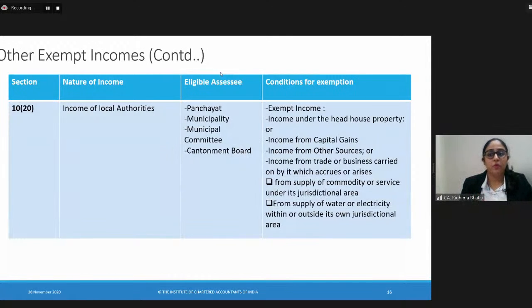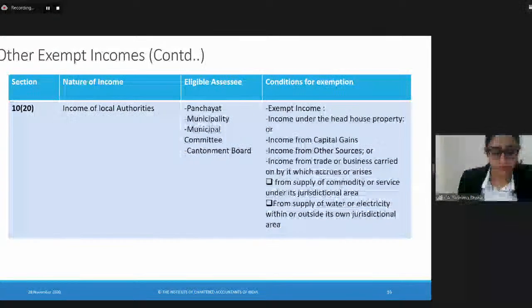Now, income of local authorities is exempt under section 10 clause 20. Who are my local authorities? Panchayats, municipality boards, municipal cantonments, and all of these are local authorities. So their income is exempt. But what income is exempt? Very simple.